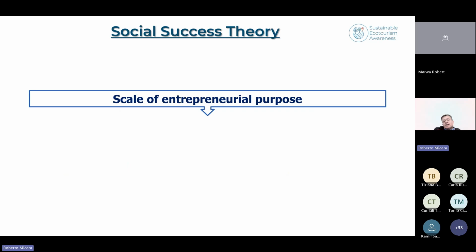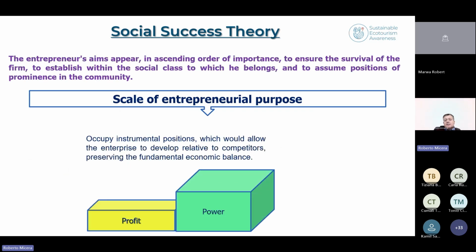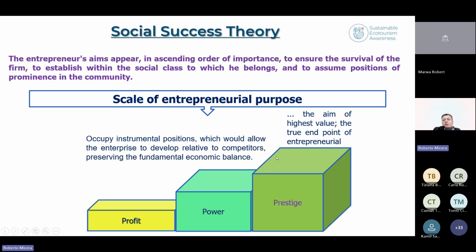If we consider the first theory, we can see that all firms normally have three types of aims: profit, power, and prestige. The entrepreneur's aims appear in ascending order of importance: to ensure the survival of the firm, to establish within the social class to which he belongs, and to assume a position of prominence in the community.